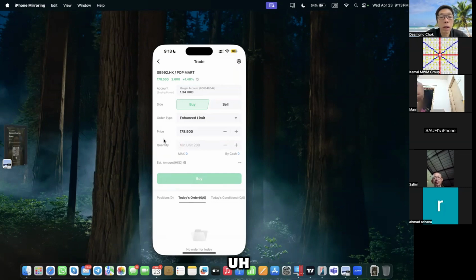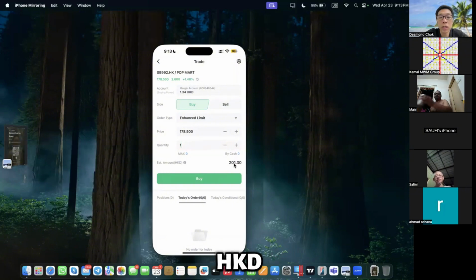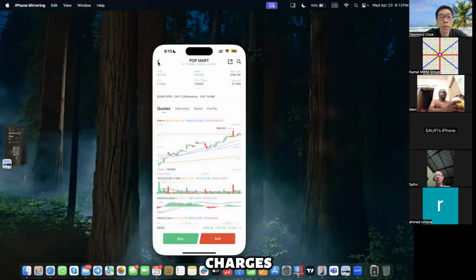So then it shows you, maybe pay by cash or estimated Hong Kong value. So let's say you put one here. See, 178, this one is the estimated Hong Kong value. HKD lah, 20 HKD, including all your charges. Okay. Then what else?